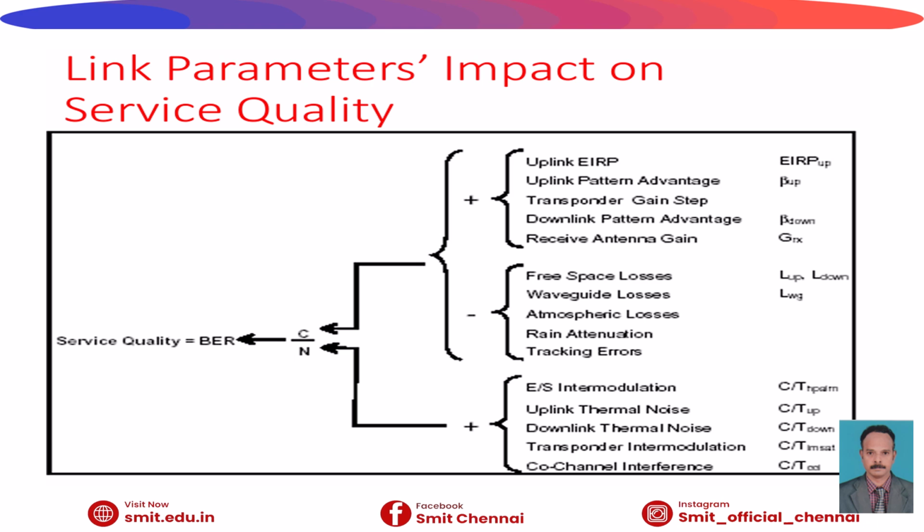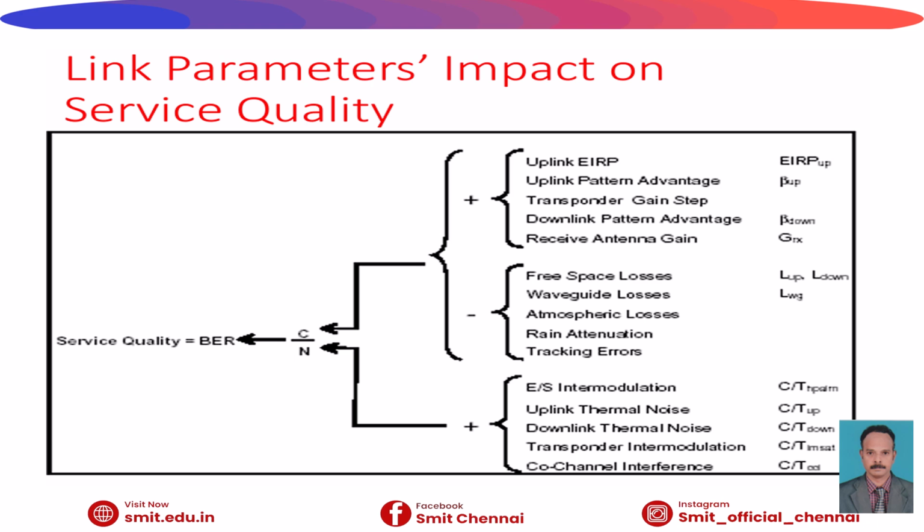We are going to see about the various link power parameters and their effects on the service quality. Naturally, there is uplink as well as downlink. Uplink is nothing but the transmission from earth station to satellite, whereas the downlink is from satellite to earth station. Generally, uplink will always have the higher frequency compared to downlink. Downlink will always have the lower frequency.